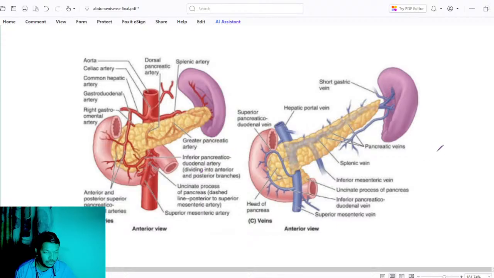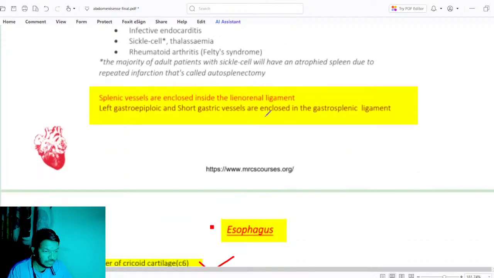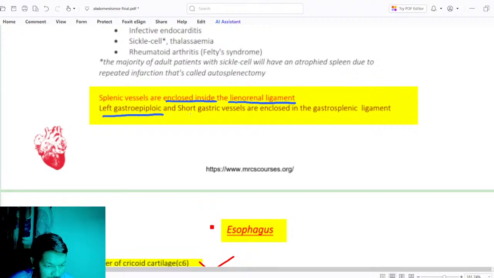Already we have seen this part. Splenic vessels are enclosed inside the lienorenal ligament. Left gastroepiploic and short gastric vessels are enclosed in the gastrosplenic ligament.